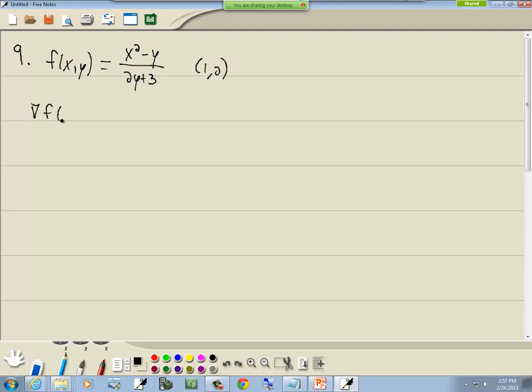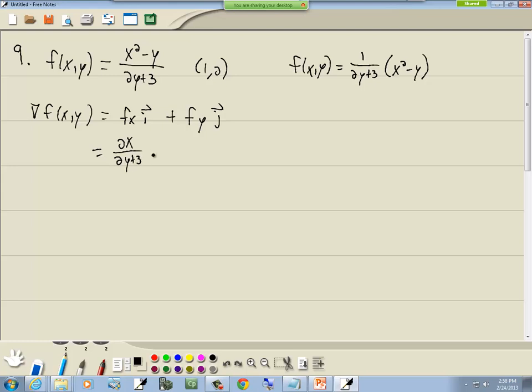Well, del f of x, y is equal to the partial with respect to x, i, plus the partial with respect to y, j. Now, with respect to x, I could write that function in this manner: 1 over 2y plus 3 times x squared minus y. I can split it up like that, in which case, if I'm taking a partial with respect to x, then that's my constant portion. And then if I look at what's inside the parentheses, the negative y drops away, but the derivative of x squared gives me 2x. So this becomes 2x over 2y plus 3, i.